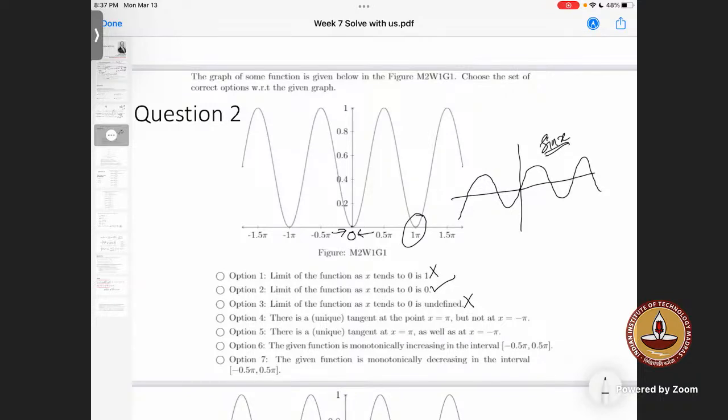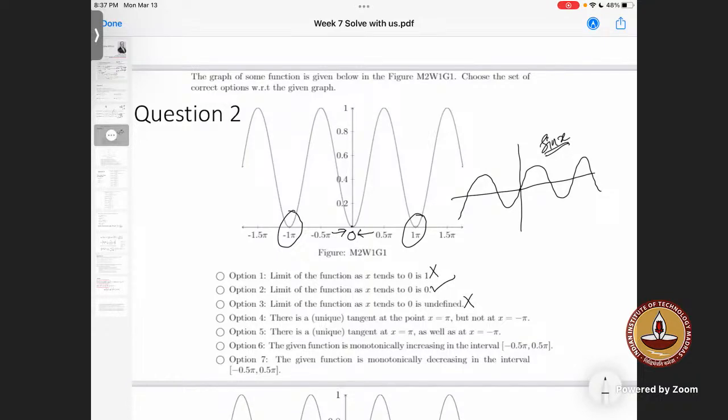Where is x equal to minus pi? This is this point, right? Is there a sharp turn at those points? No, sir. There is a curve. So obviously there will be a unique tangent.